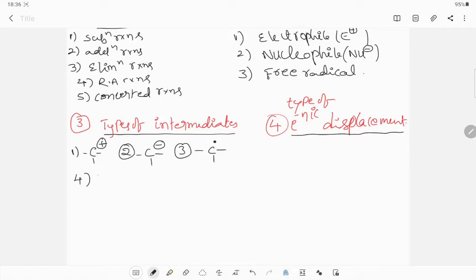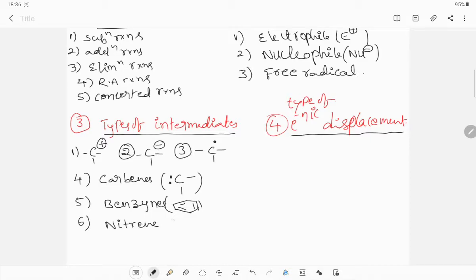And the next one is carbenes: carbon with 2 bonds and 2 electrons. This is called carbenes. Then benzynes may also form; the benzyne formula is a benzene ring with 1 extra pi bond here. Next, the sixth one, nitrenes. The nitrene formula is nitrogen with 1 single bond and 2 electrons. See, one lone pair is already present on the nitrogen atom. This is the nitrene. These are the types of intermediates formed during the reaction.